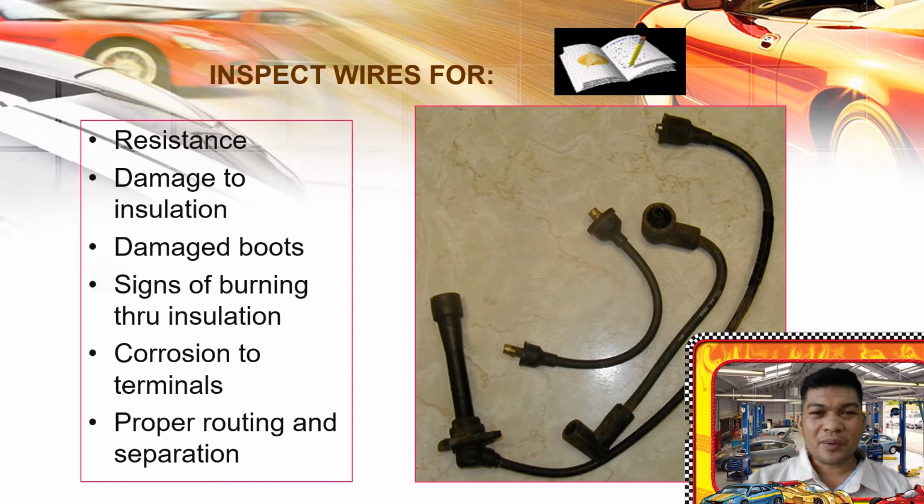The secondary wires can be inspected through the following factors. First is the resistance. Second is damage to the insulation. Third is damaged boots, and also signs of burning through the insulation. Another is corrosion on terminals, and proper routing and separation.